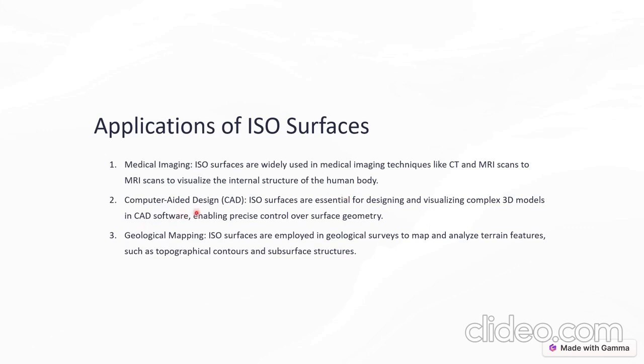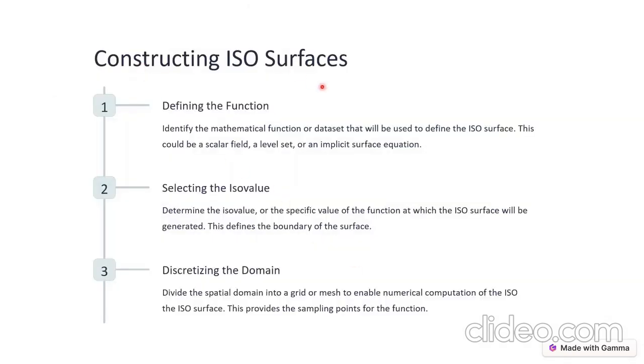Second, computer-aided design is essential for designing and visualizing complex 3D models, and CAD software enables precise control over surface geometry. And third is geographical mapping. It's very important. ISO surfaces are employed in geographical surveys to map and analyze terrain features such as topological contours and surface structures. This is the construction of a surface.